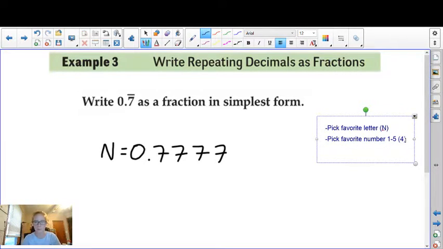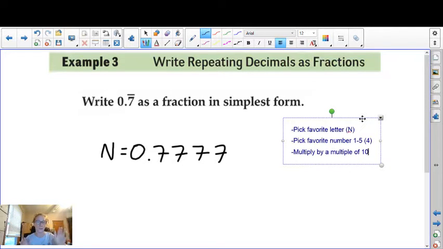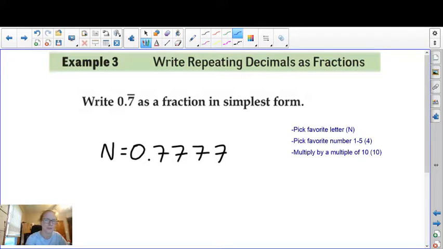My next step will be to multiply by a multiple of 10. And this will be based on how many repeating digits I had. Now, since I only had the repeating digit of 7, as one single number, I'm going to only multiply by 10. This will increase to 100, 1,000, 10,000, 100,000 based on the amount of repeating digits. Again, I only had one repeating digit, the 7, so I'm only going to multiply by 10. And what I do to one side, I do to both sides. Well, let's not use blue to confuse ourselves.